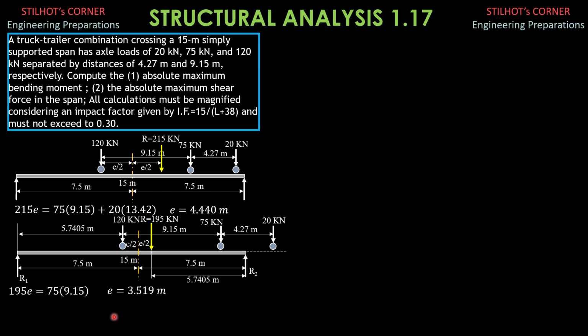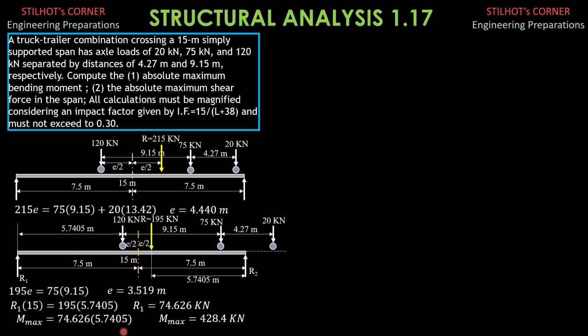So let's solve for R1. Taking the whole system, summation of moments about 2 equals 0. So R1 times 15 equals 195 times 5.7405. So R1 is equal to 74.626 kilonewtons. Then one possible maximum moment is R1 times 5.7405. So 74.626 times 5.7405. So Mmax is 428.4 kilonewton meters. That's one possibility.